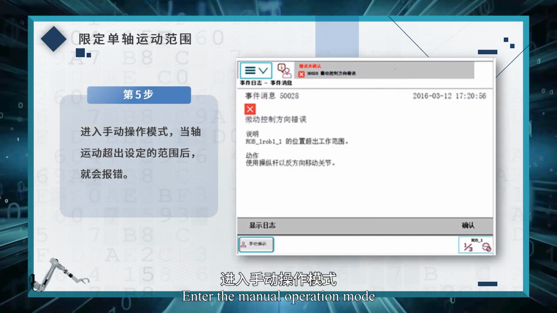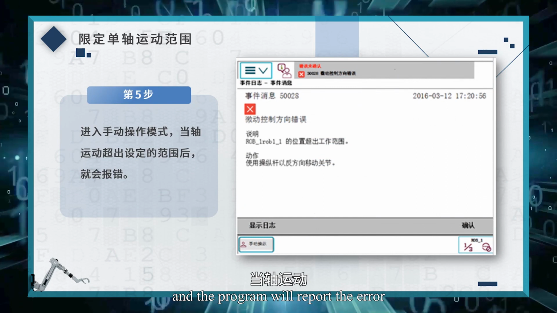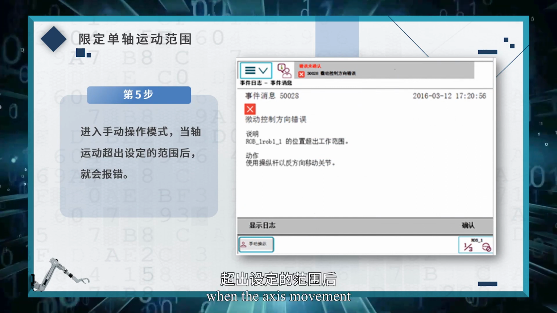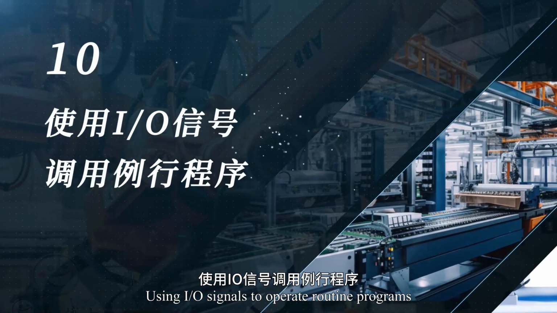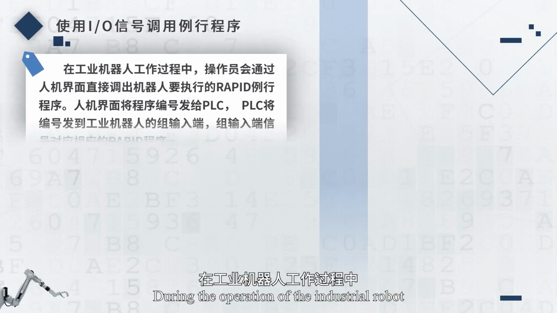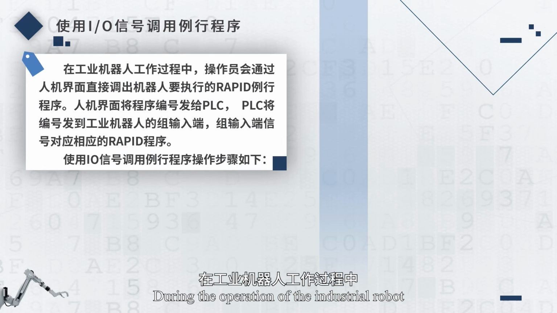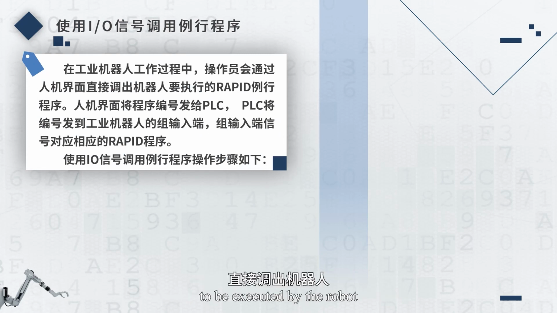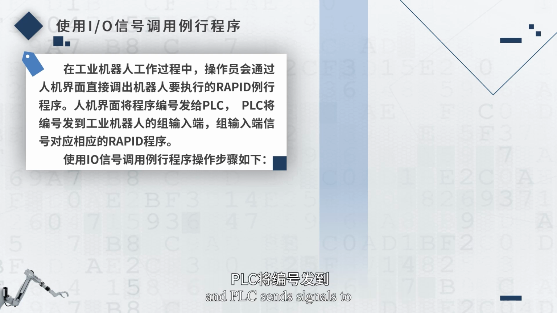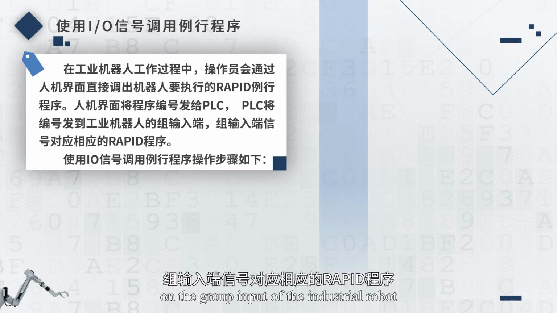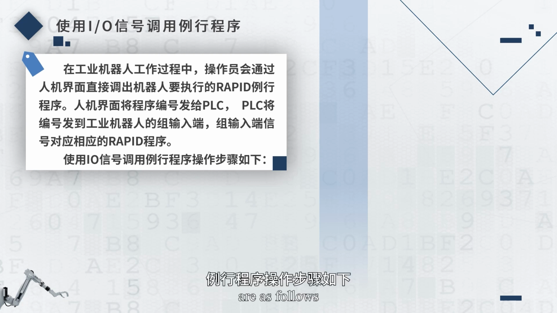Step 5. Enter the manual operation mode, and the program will report an error when the axis movement is out of the set range. Using I/O signals to operate routine programs. During the operation of the industrial robot, the operator will call up the RAPID routine to be executed by the robot directly through the HMI. The HMI sends the program number to the PLC, and the PLC sends signals to the corresponding RAPID routine on the group input of the industrial robot. The procedures are as follows.